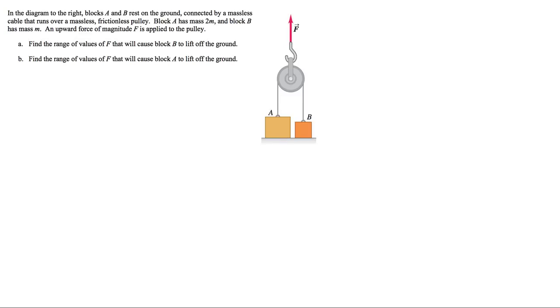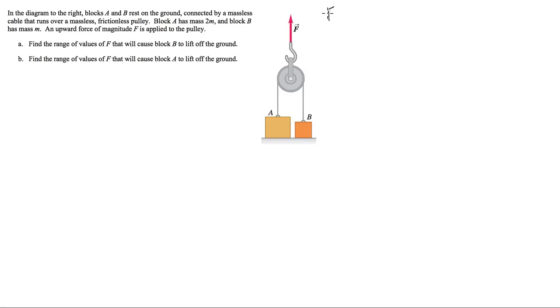Okay, so we're looking at this problem here from the review sheet. We've got the pulleys, or the one pulley actually, sorry, and the two blocks on the ground. So we want to find the range of values of this force F that's applied to the pulley to pull upward that will cause block B to lift off the ground, and the range that will cause block A to lift off the ground. So we're going to start by looking at the pulley.